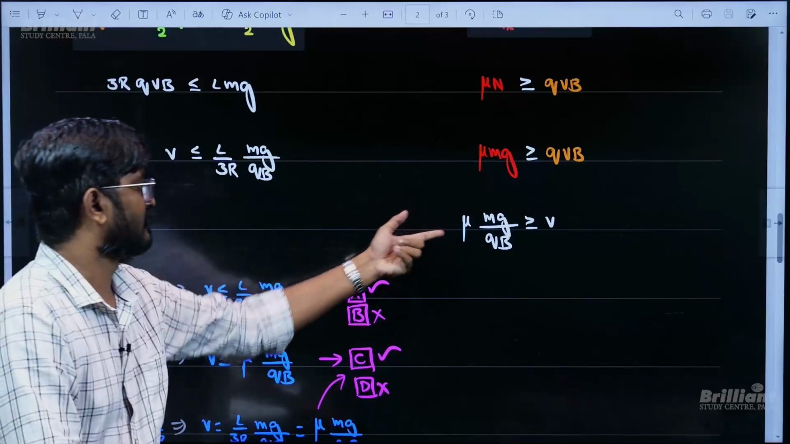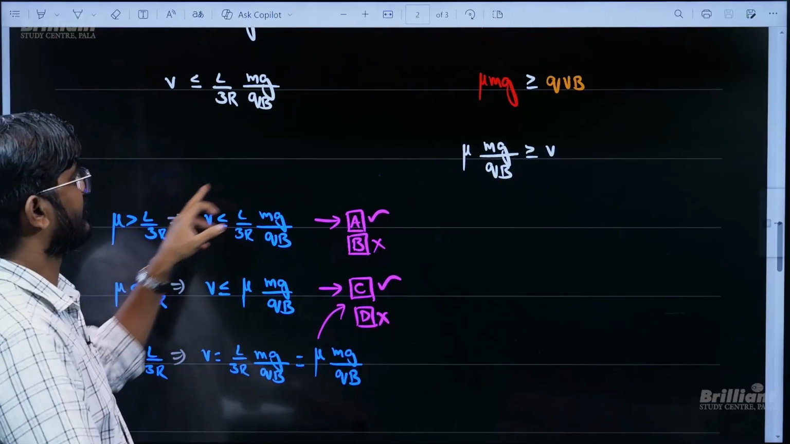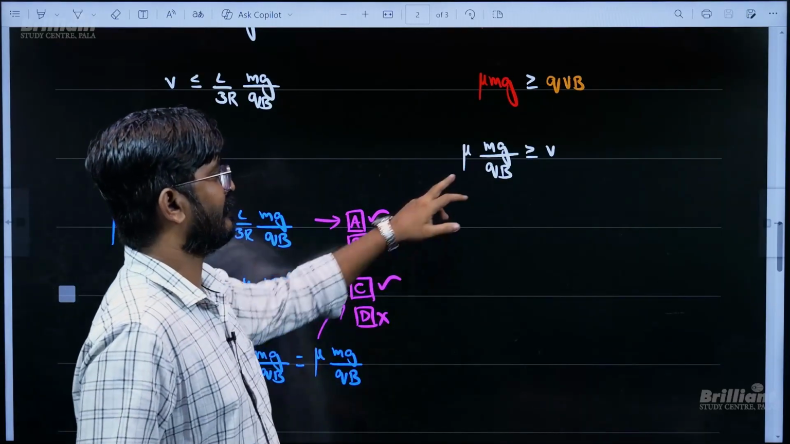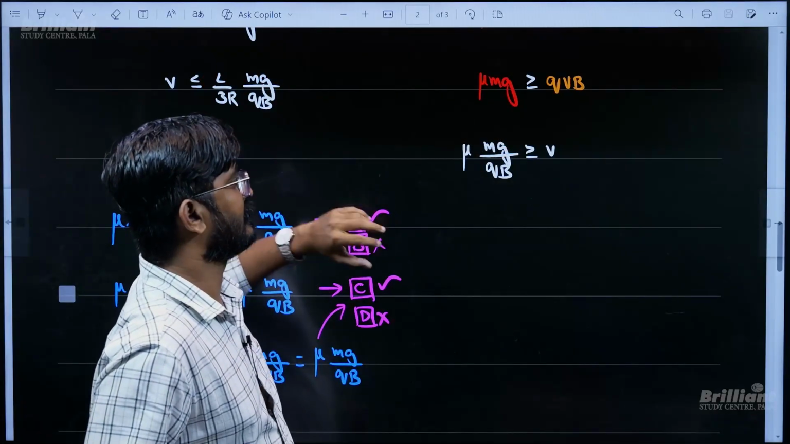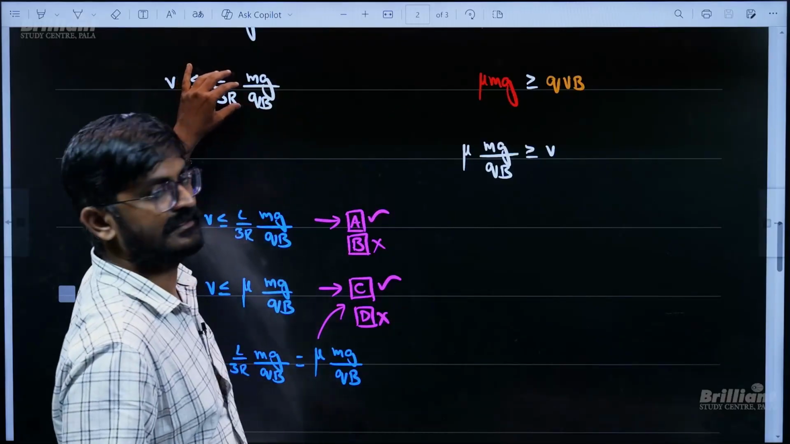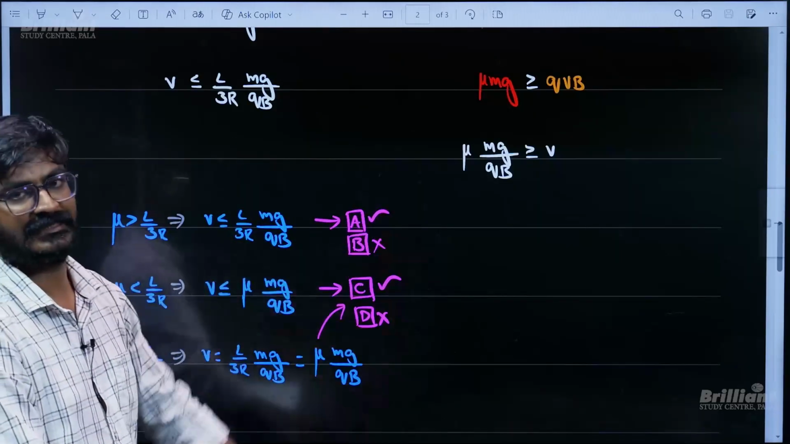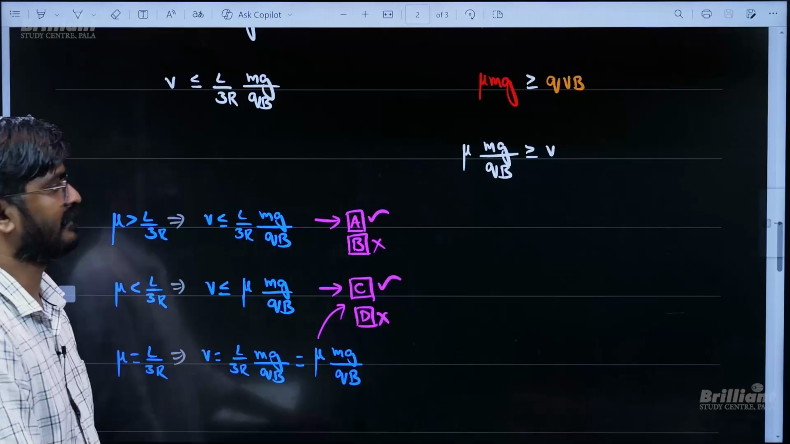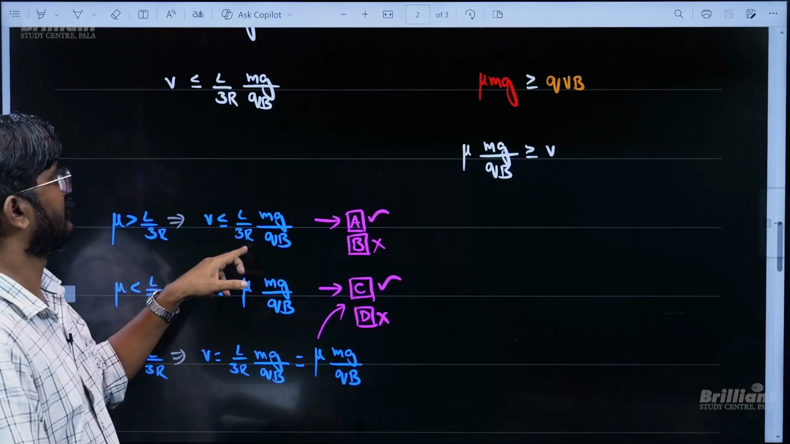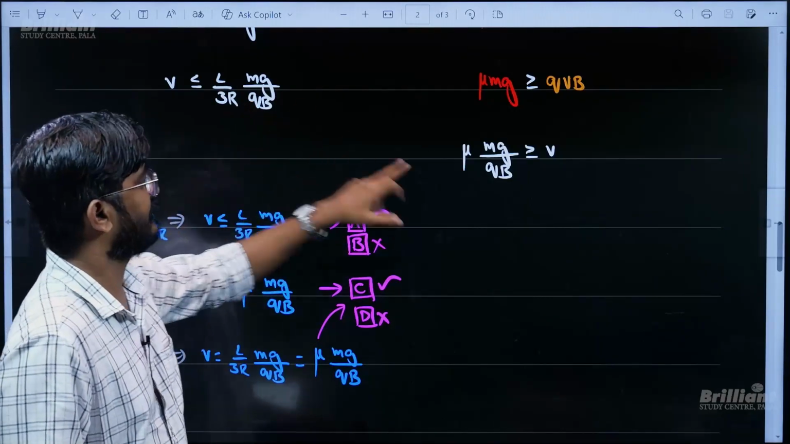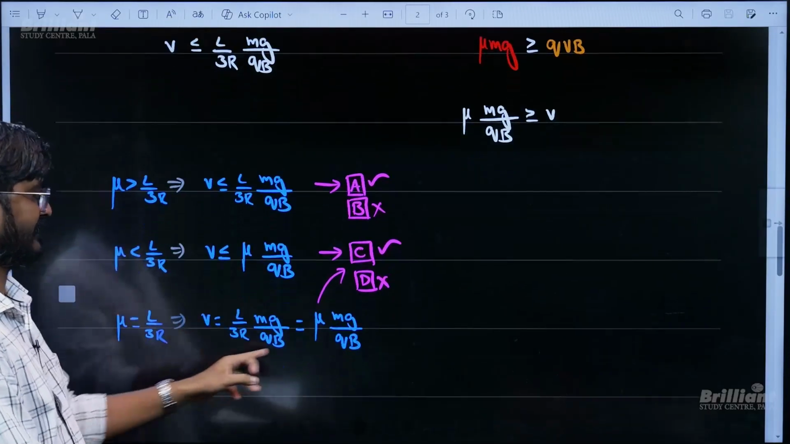You should understand these terms look the same. I have written it in such a way that you will understand mu and L by 3R. If mu is greater than L by 3R, then this value is going to be greater. So we don't bother about this, only this value makes sense to us. Suppose this is 5 and this is 3. Then velocity less than 5, velocity less than 3, velocity less than 3 is the one which is satisfying. So if the mu value is greater than this, this is what we need to bother about. If the mu value is less than this, then this is the value we need to bother about. Now in case of equality, both will turn out to be the same.